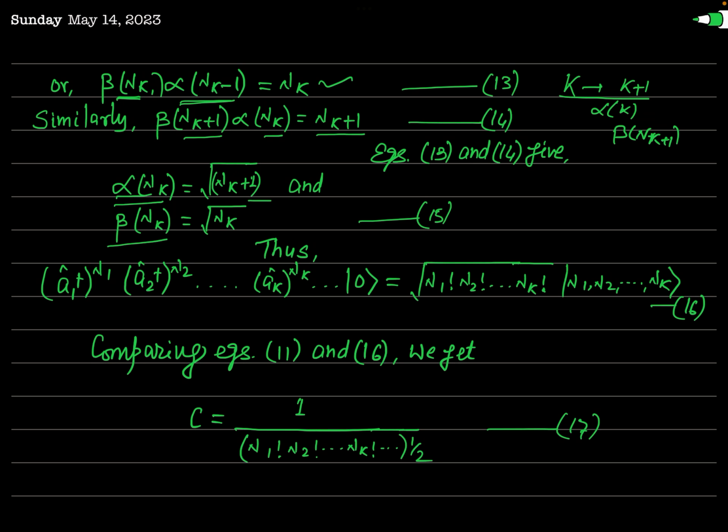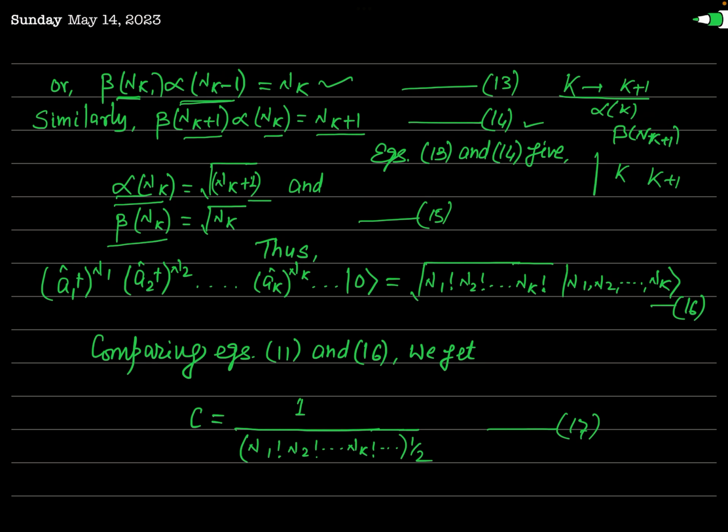Similarly, if your aim is to find beta nk, then you have to put k instead of k plus 1 in this equation 14.